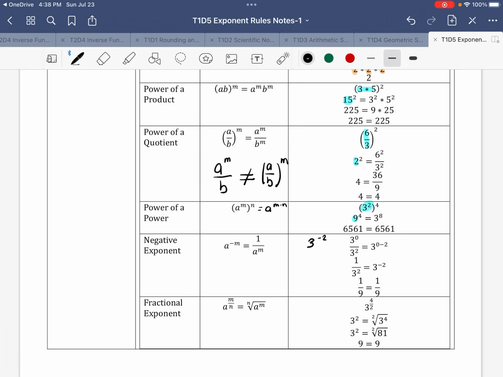All right. And then our last one has to do with fractional exponents. So if we have a taken to the m over nth power, we're going to do the nth root of a to the m. Okay, so for example here, if we have 3 to the 4/2 power, we know that 4 divided by 2 equals 2. So this is equivalent to 3 squared. But what we can do is take the square root of 3 to the 4th power, take the square root of 81, and then 9 equals 9.